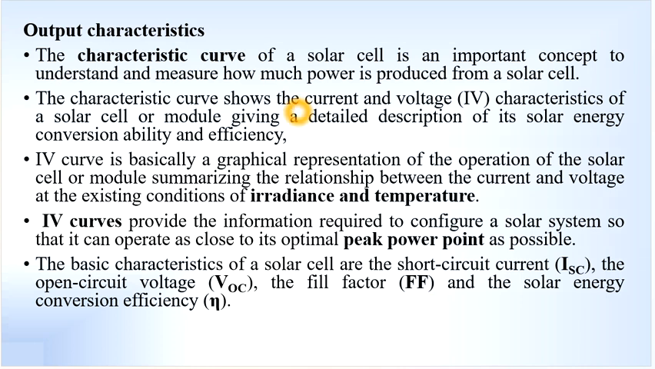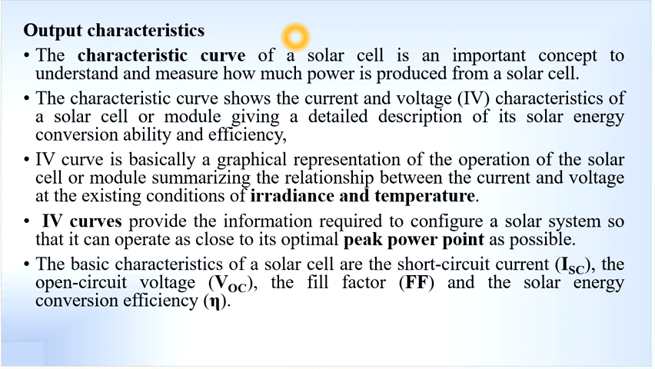So now let us discuss the output characteristics of solar cell. So the characteristic curve of a solar cell is an important concept to understand and measure how much power is produced from a solar cell, because since it is coming from a light, we should know how much electrical power is going to be coming out based on the radiance, temperature and all, right? For that purpose there is a characteristic.